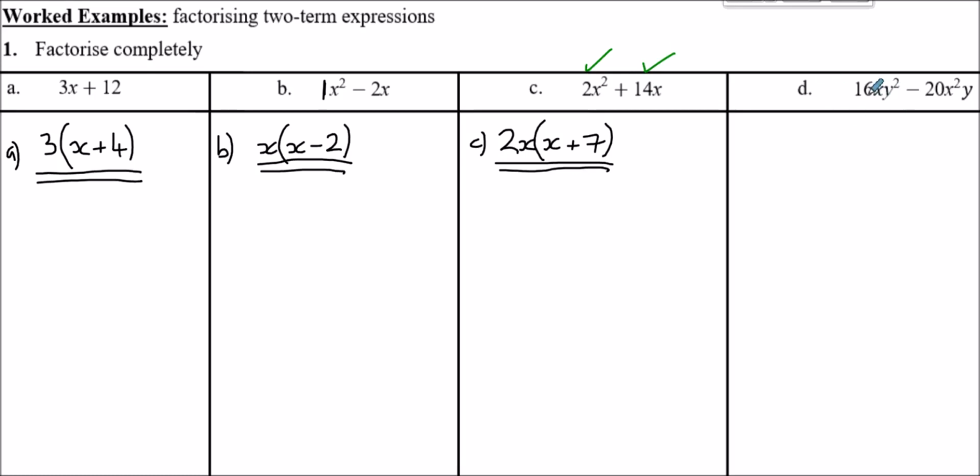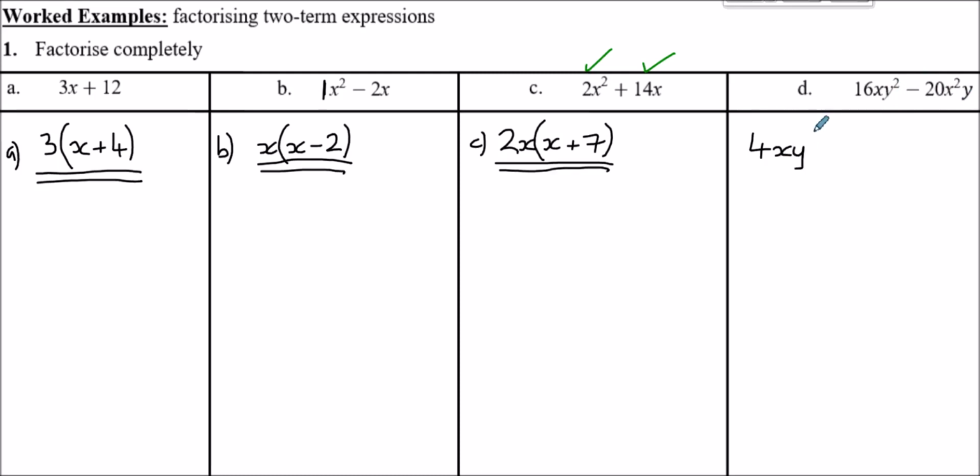Finally, part D, highest common factor of the numbers first. So what's the highest common factor of 16 and 20? That's going to be 4. Now the letters. We've got 1x here, x times x over here, so only one x is common in each. Any other letters in each term? Well, yes, there's also y's in each. 1y here, y multiplied by y there. So the highest number of y's in each is just 1y.